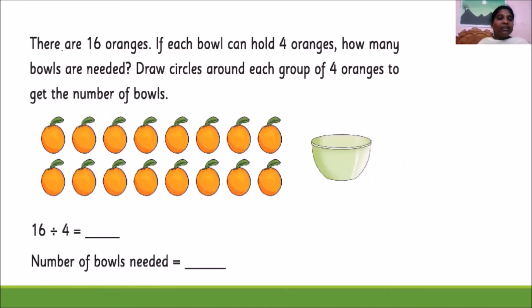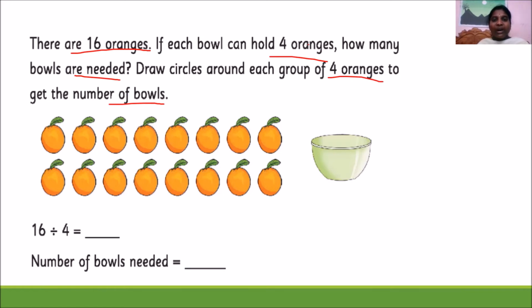Next, there are 16 oranges. If each bowl can hold 4 oranges, how many bowls are needed? Draw a circle around each group of 4 oranges to get the number of bowls. To better understand the question, you can read it twice. There are 16 oranges. Each bowl can hold 4 oranges.